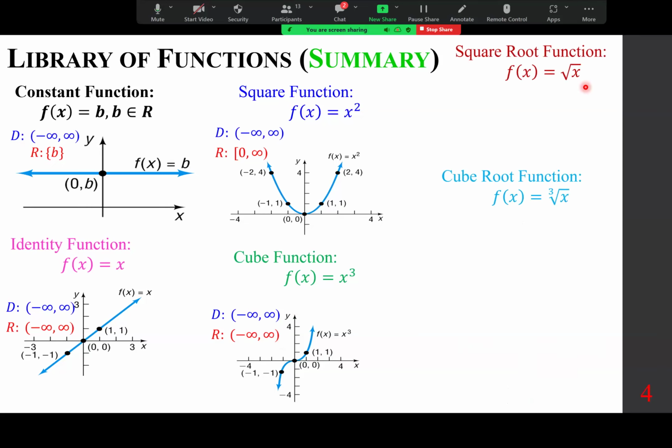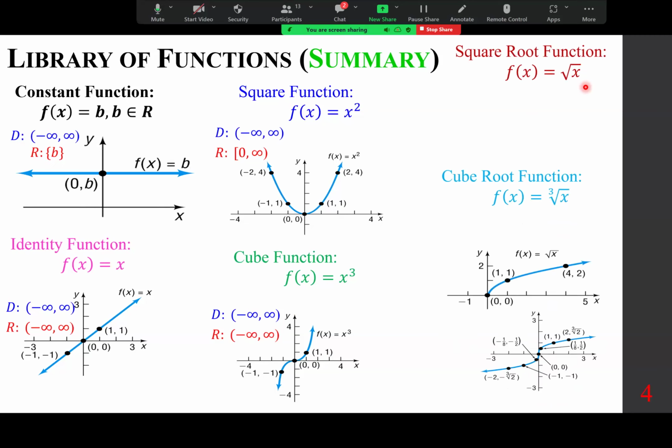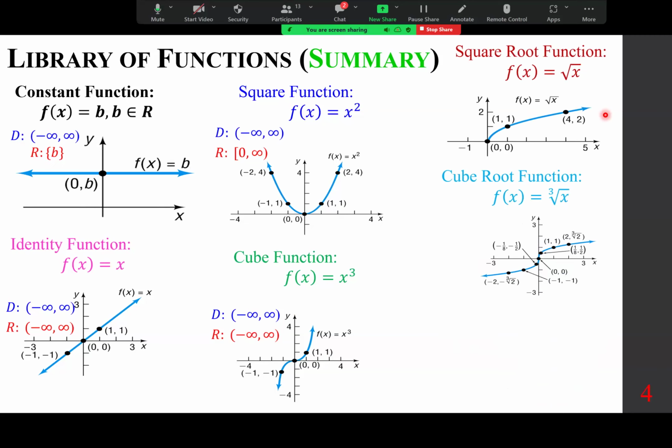Square root function, y or f of x equals square root of x, looks like this, whereas y or f of x equals cube root of x looks like this. By picking up a bunch of pairs, we can see that, and then they become the library of functions, elementary functions, essential functions that we are supposed to know the graph for, for the sake of transformation.